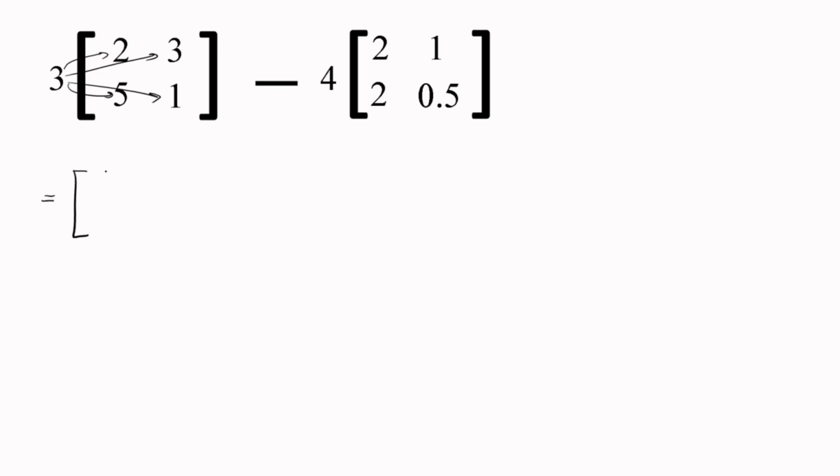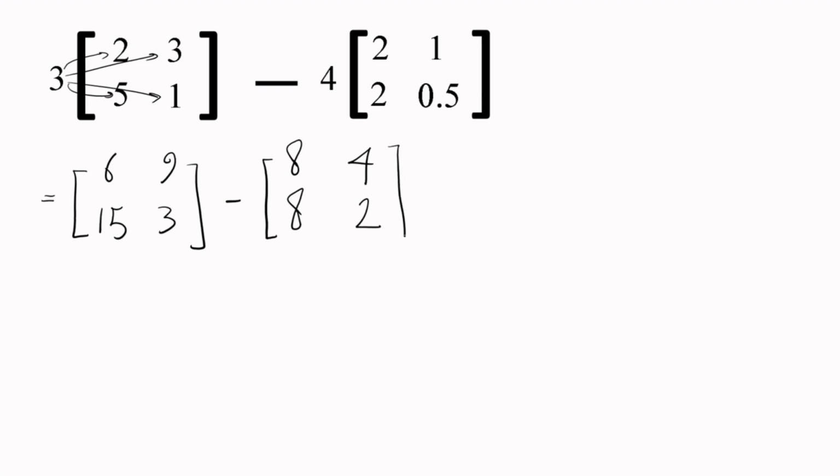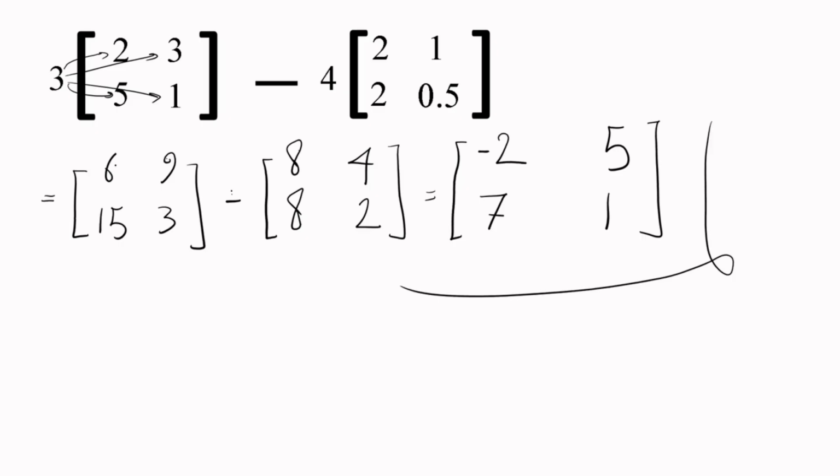I'm going to have 6, 3 times 3 is 9, 3 times 5 is 15, 3, minus 4 times 2 is 8, 4, 8, and 2. And now we need to subtract corresponding elements. 6 minus 8 is going to be minus 2. 9 minus 4 is going to be 5. 15 minus 8 is going to be 7. 3 minus 2 is going to be 1. And this is the answer of this example.